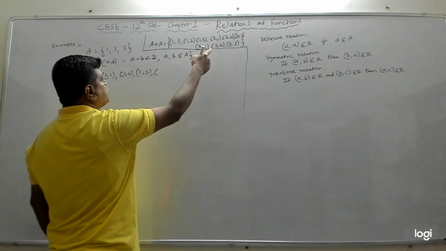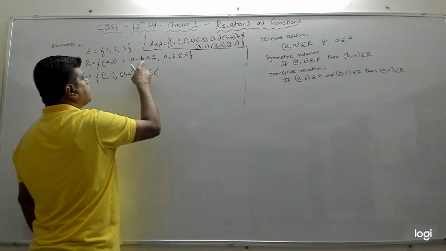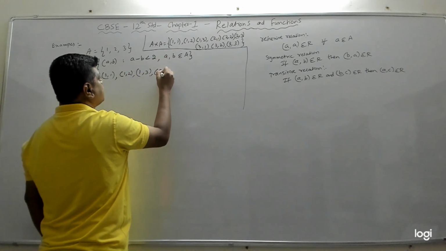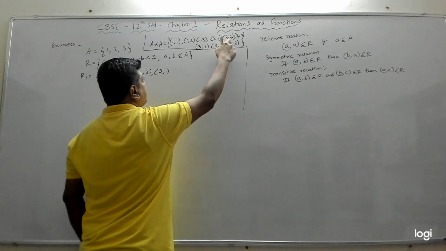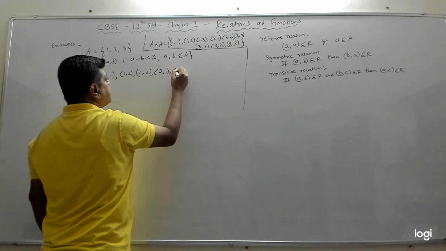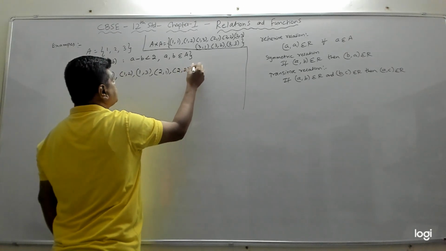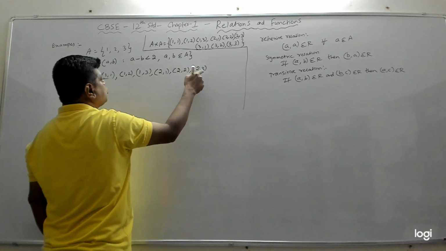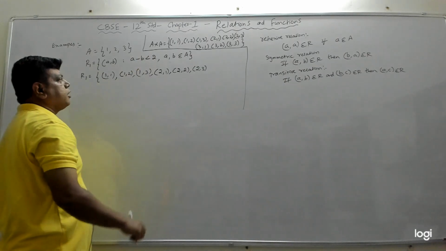Fine. Next is 2 comma 1. 2 minus 1 is 1. 1 is less than 2. Yes. So 2 comma 1 will come. Then 2 comma 2. A is 2. B is 2. So 2 minus 2 is 0. 0 is less than 2. Yes. So 2 comma 2 will come. So similarly 2 comma 3 will come, because 2 minus 3 is minus 1. Minus 1 is less than 2.